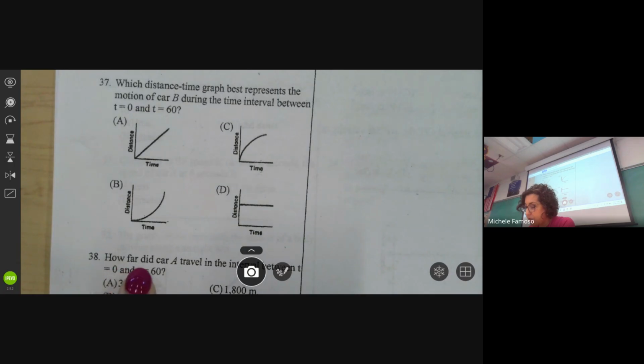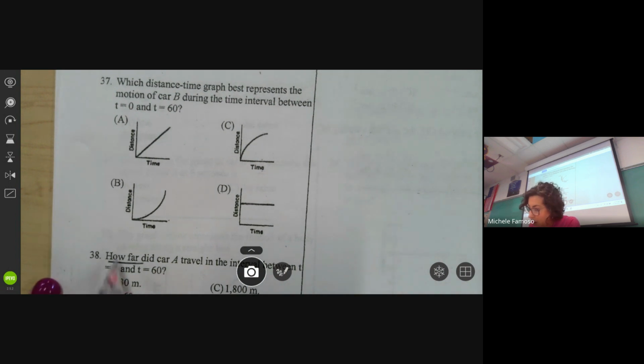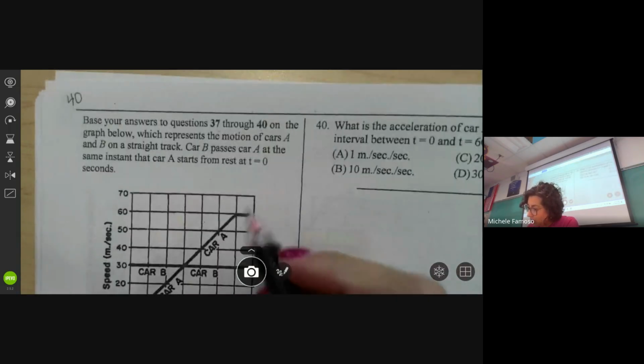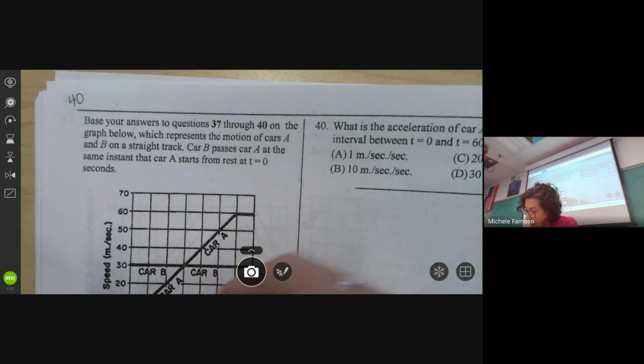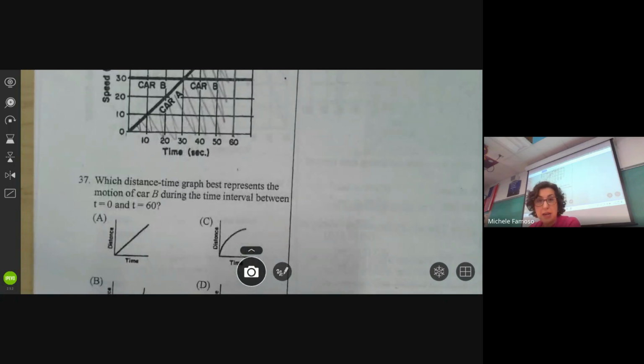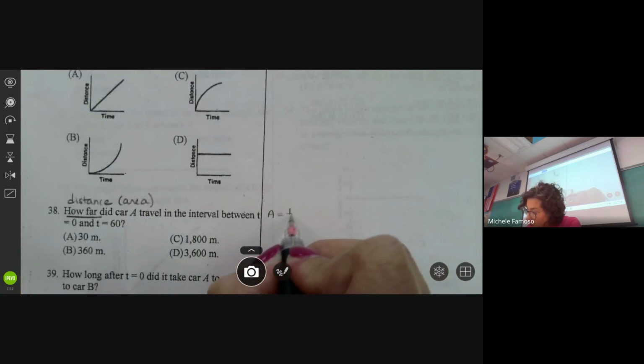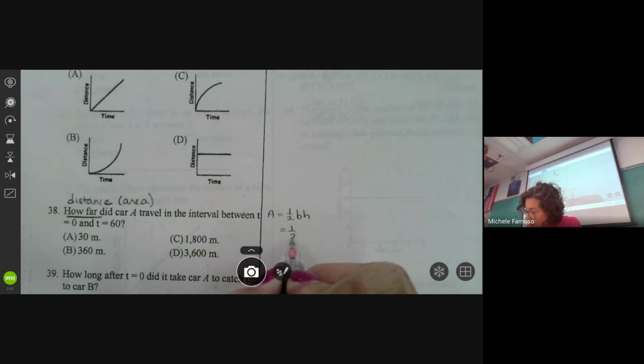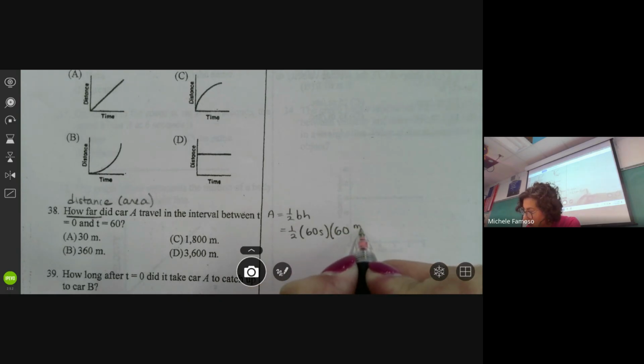38 asks us how far car A travels between 0 and 60 seconds. How far means I'm looking for the distance, which on a speed time graph is equal to the area. And I'm looking for car A. So here is car A. If I were to calculate that area, here's 60 seconds. I'm looking at that triangle that's right there. So how do I find the area of a triangle? I do 1/2 the base times the height. The base is 60 seconds and the height is 60 meters per second.